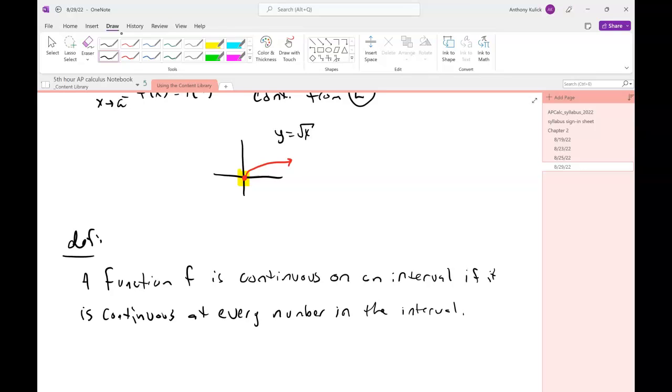Okay. Now the one little thing to keep in mind with this definition is, let's go back and think about this example that we looked at just a moment ago. Here, we would say that f of x is continuous on the interval 0 to +infinity.